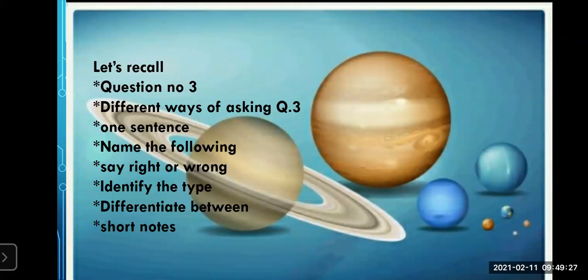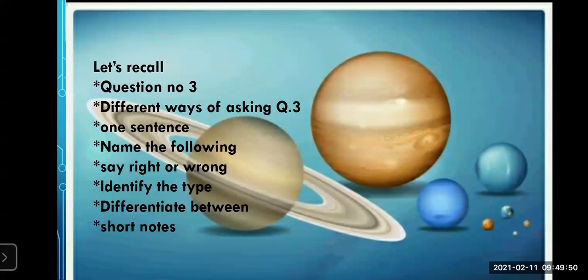Now, next type, question number 3 can be asked as identify the type on the basis of the statement. And we have also solved the examples. We have also solved many examples of it. And also this particular question, you have to answer any 4 out of 5.